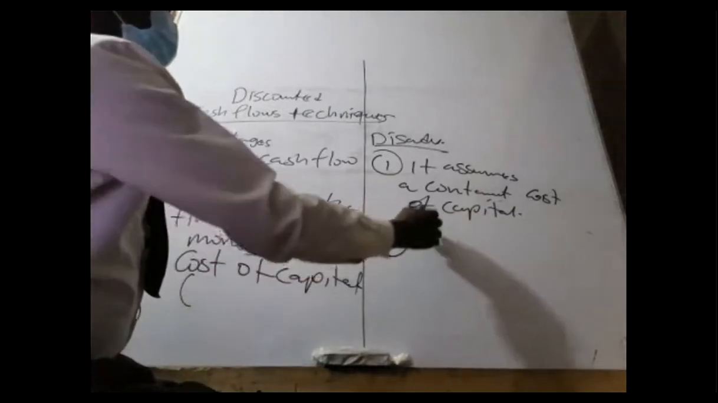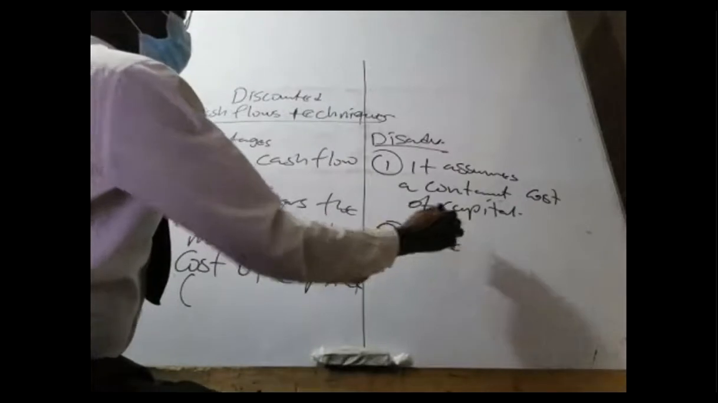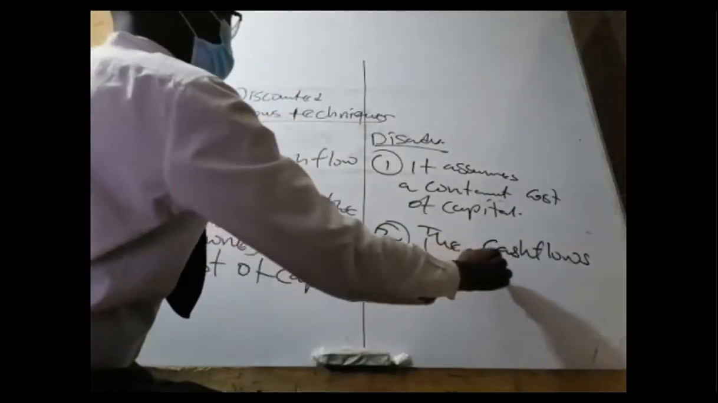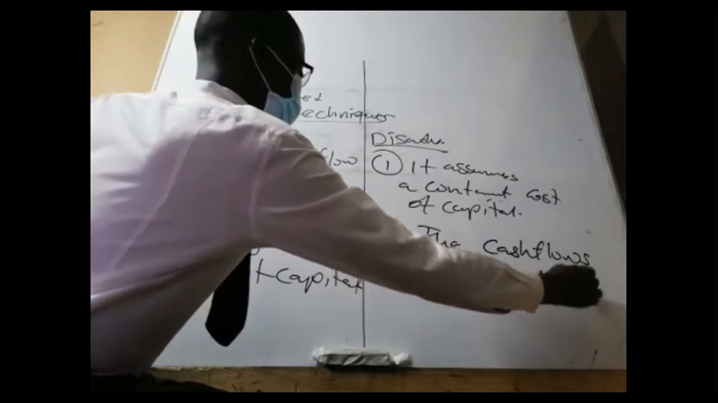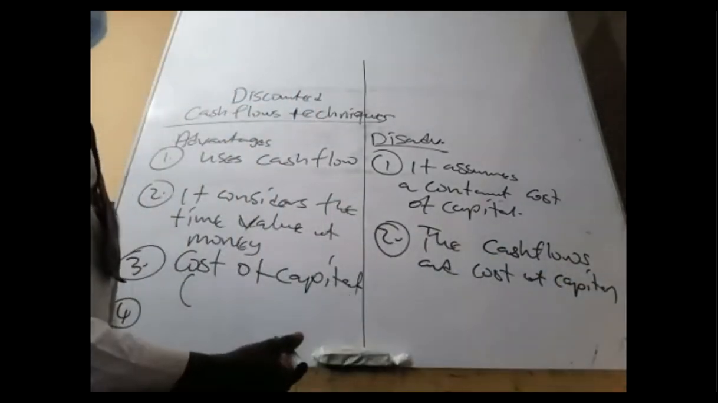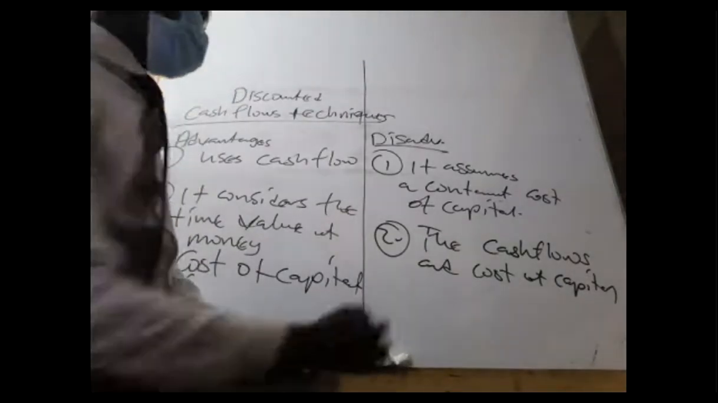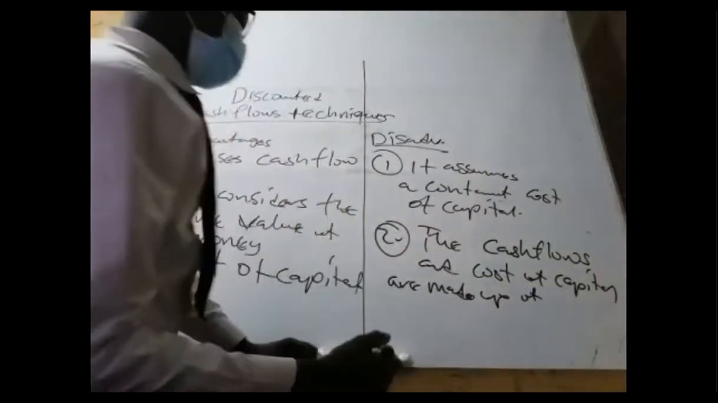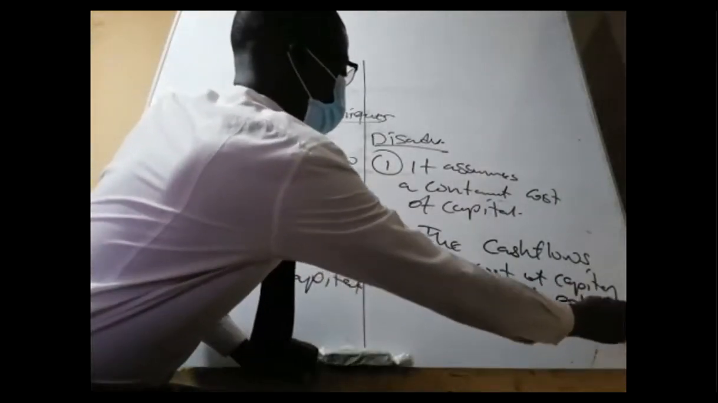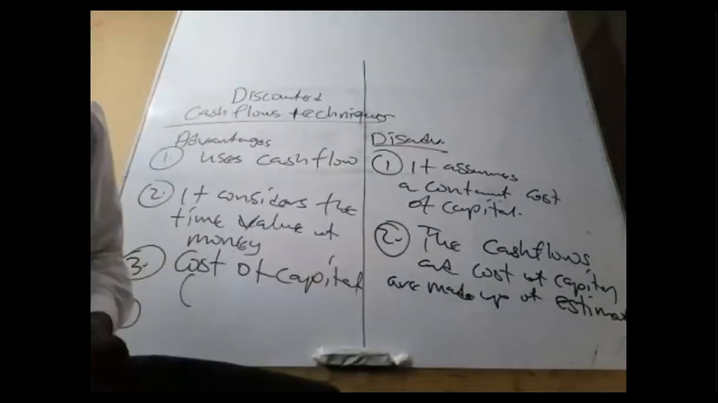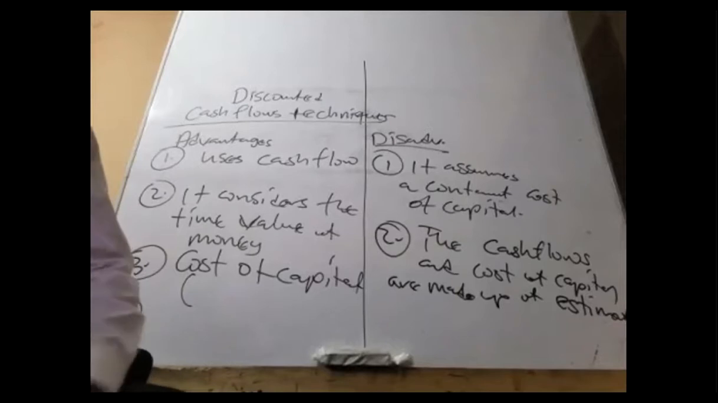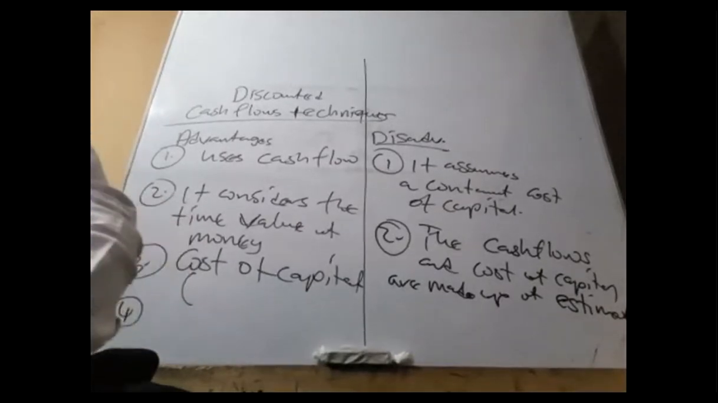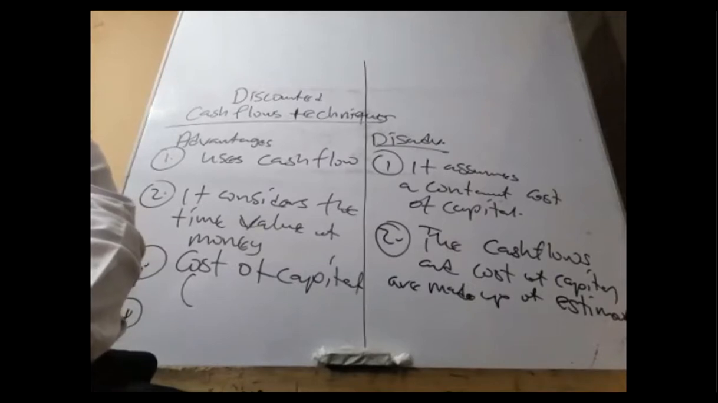And then this one, I'll group them. The cash flows and the cost of capital, all of them are made up of estimates. So in short, the cost of capital is being estimated, which might be different from the actual cost of capital. The cash flows too are based on estimation, which must also be different from the actual cash flows. So basically that is that.